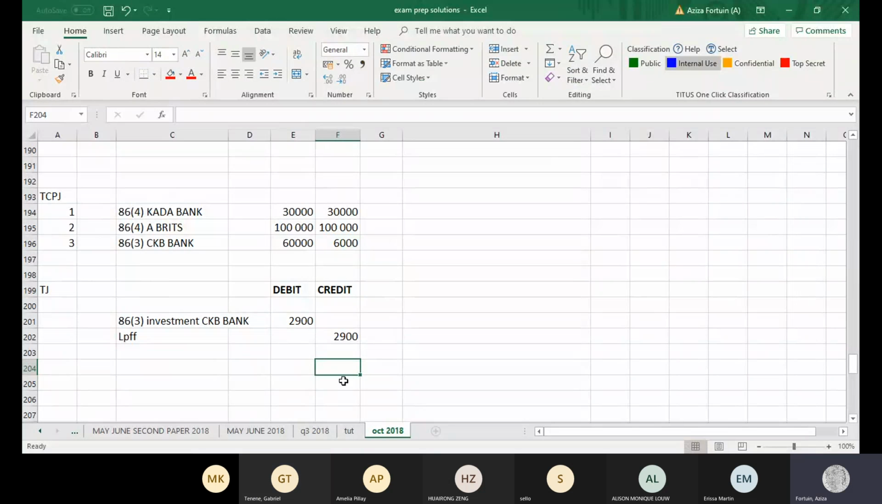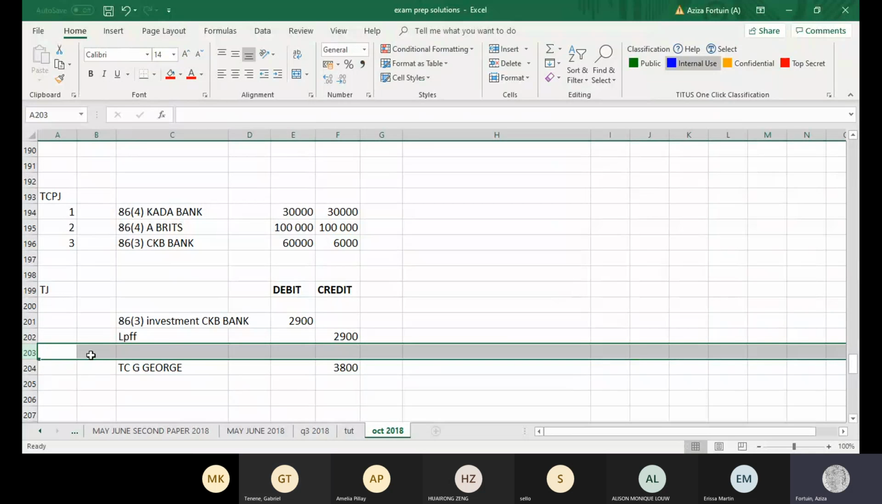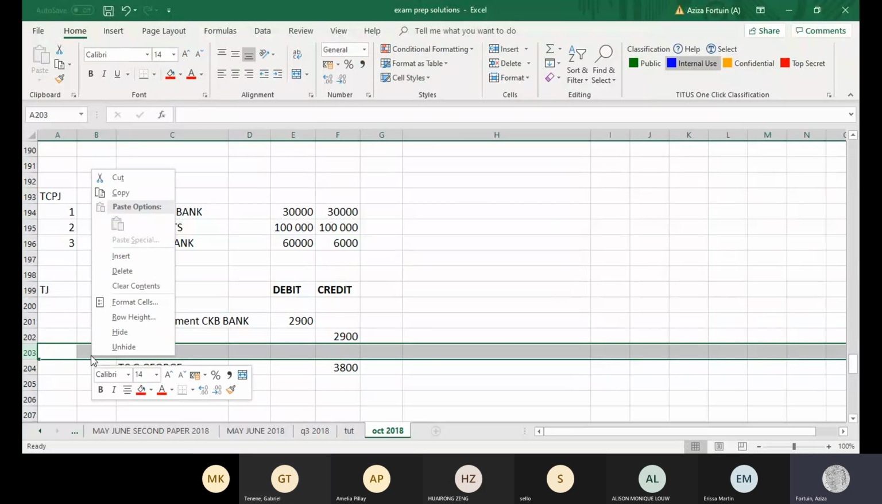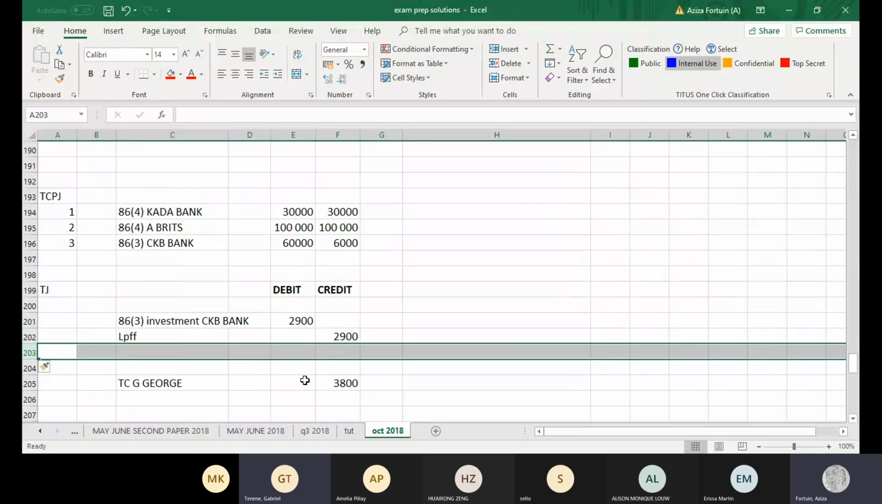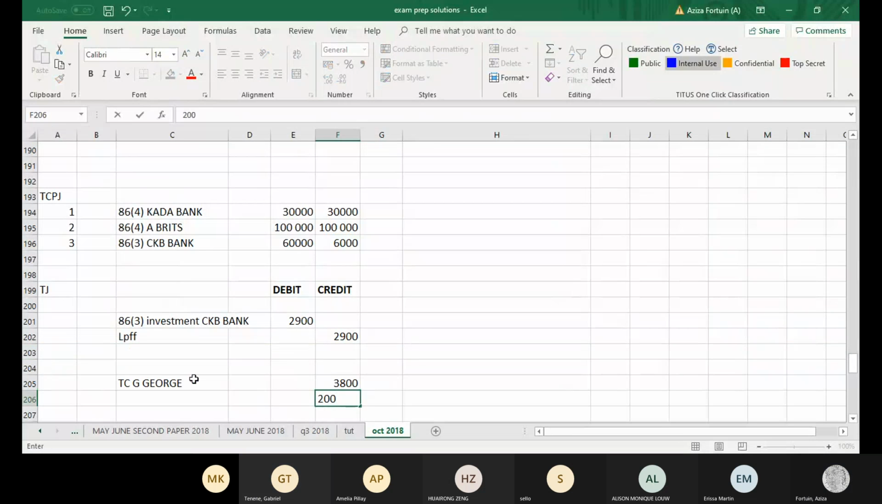I'm going to credit 3,800 to the trust creditor, which was George. Yes, you're correct. Gabriel, what else? Anything else? Credit the 200 to the Legal Fidelity Fund.